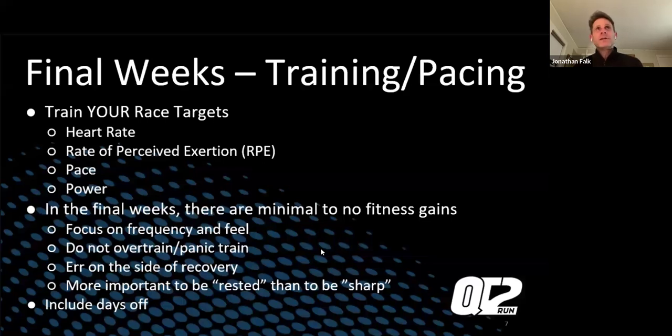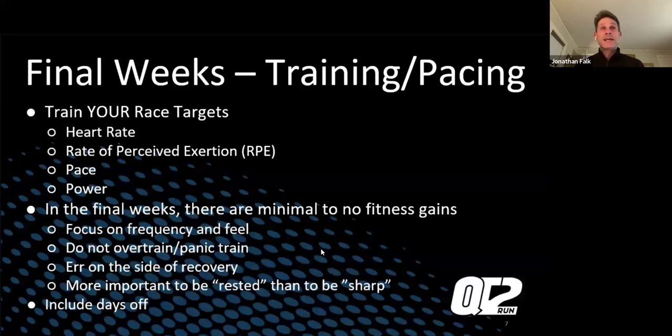Err on the side of recovery. If you're dealing with any nagging injuries or anything like that, it's the time to rest up, to allow yourself to get to the starting line feeling strong, feeling rested. Focus on sleep. Focus on foam rolling, or whatever you use to help work out the kinks. This is the time to really focus on those things, to put yourself at the starting line in the best position possible to succeed.